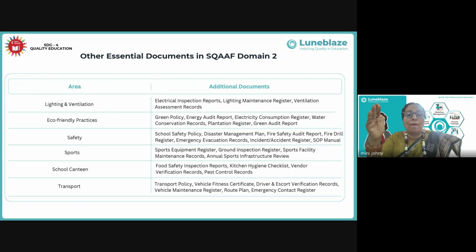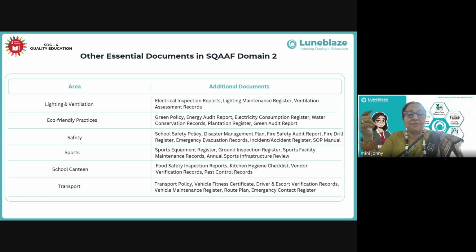Find out each month how much electricity we are using and how much water we are consuming. So we should have an electricity consumption register and water conservation records. These are all resources of the earth. Tree plantation, and if you have a sewage plant, all these things you have to maintain. And the green audit report: find out what we have in our school in green policy. Do we have solar panels? How are we accommodating our school's energy?